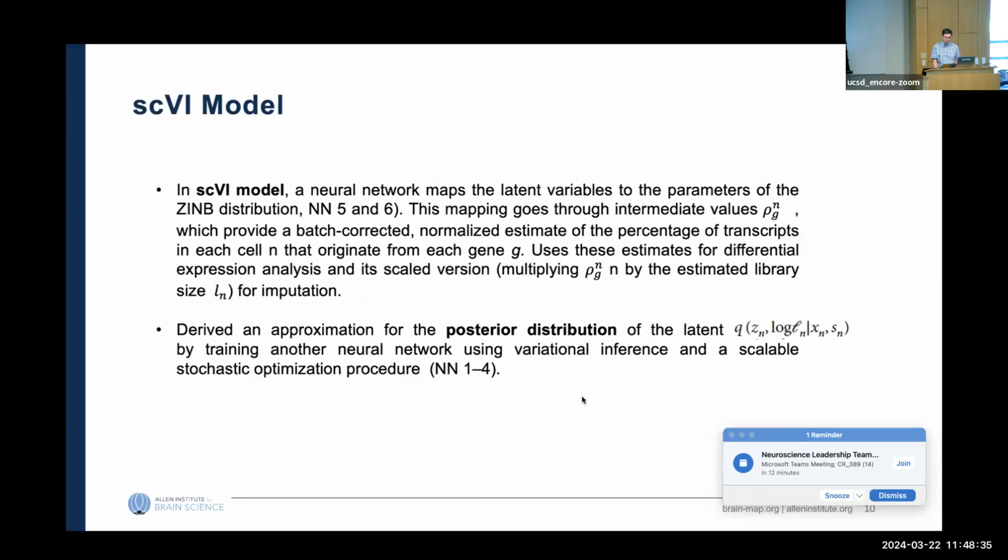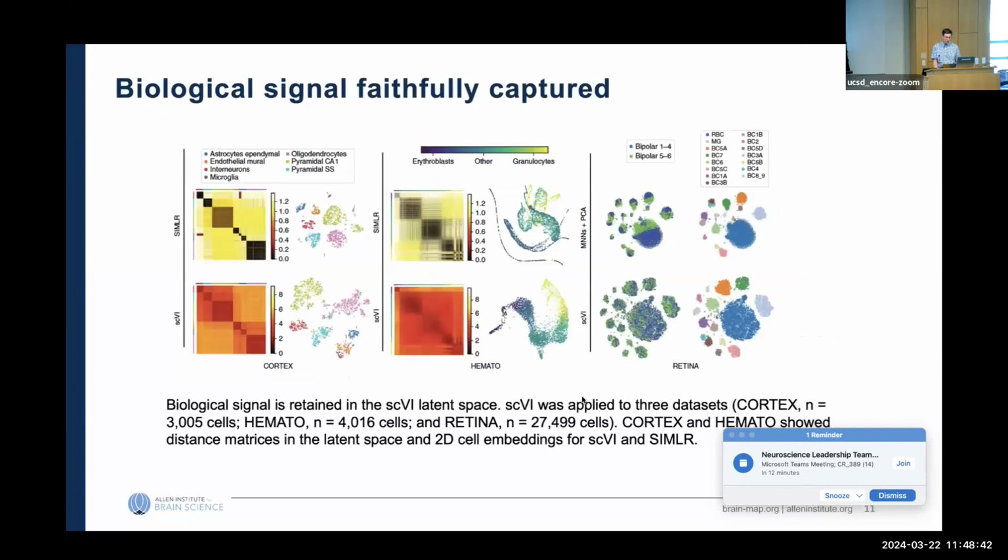I'm not super familiar with the details of this actually. But using this, they can show that they get a good signal. The signal is faithfully captured. They tried this on sets of cells from the retina and the cortex and certain immunological data, and showed that these groups could be well separated.